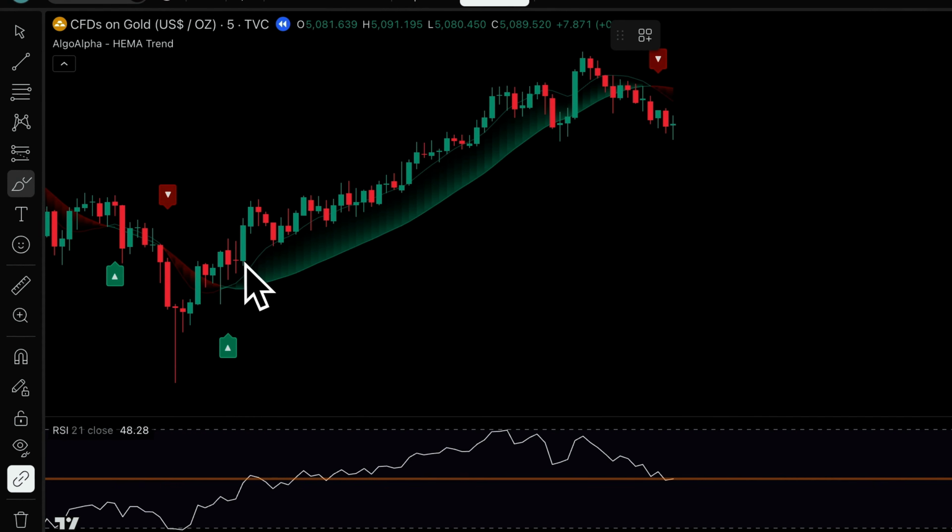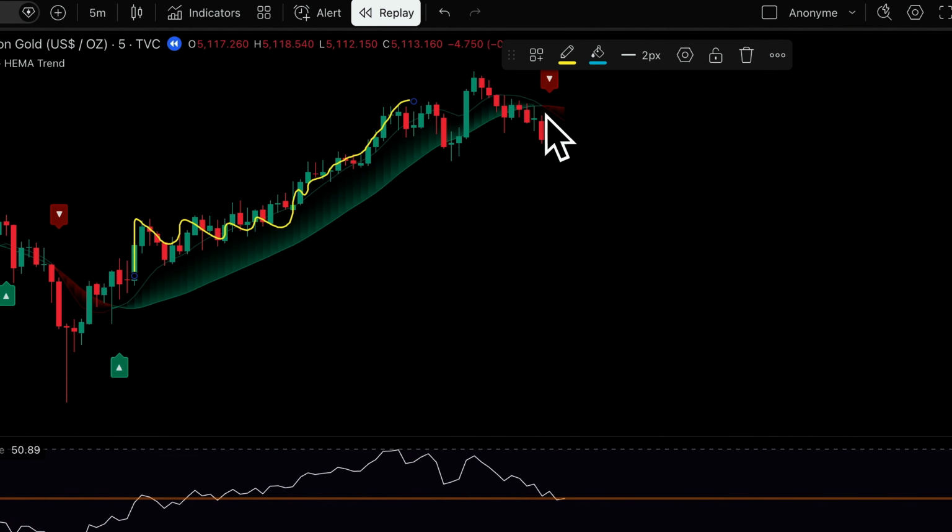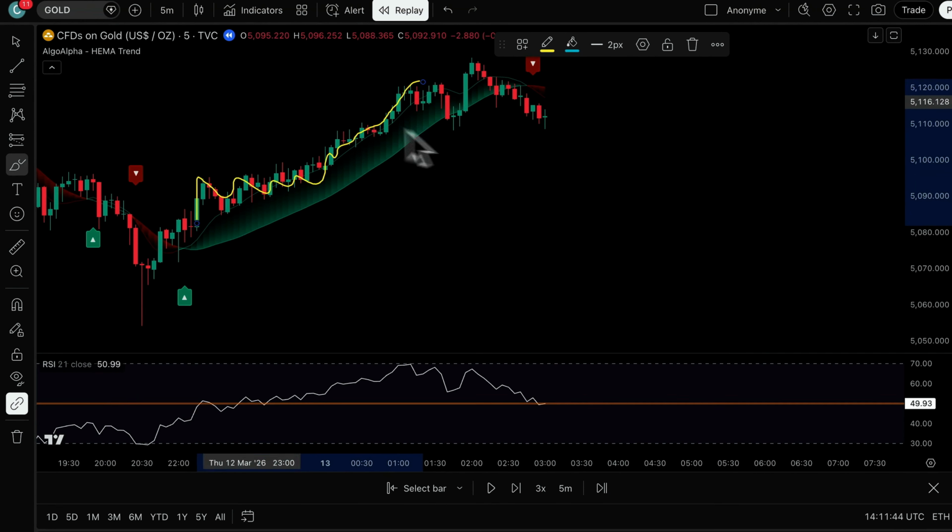The technical indicator here is simple to understand. When the market is above the green cloud, it's bullish. And when the market goes below, breaks this green cloud to the downside, it becomes potentially bearish. That's why the technical indicator gives us a sell signal.